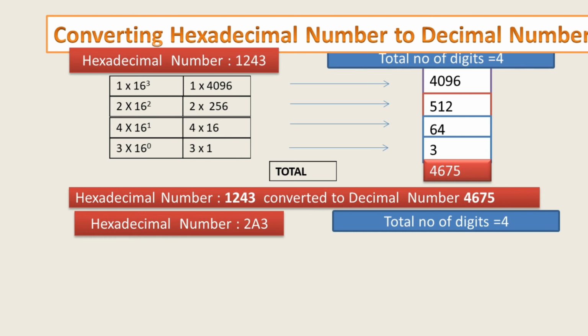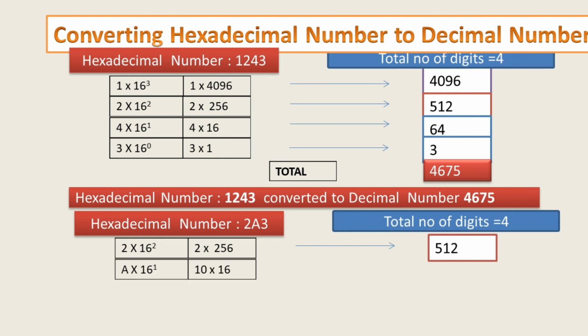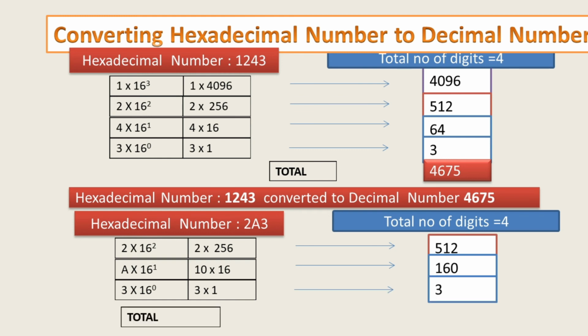Similarly, if I have a hexadecimal number 2A3, how do we convert it? 2 into 16 to the power 2. So 2 into 256, 512. A into 16 to the power 1. A is 10, so 10 into 16, 160. And the last one is 3. 16 to the power 0 is 1, so 3 into 1 is 3. We add up all this and the number that we get is 675. So the hexadecimal number 2A3, when we convert it into a decimal number, it becomes 675.